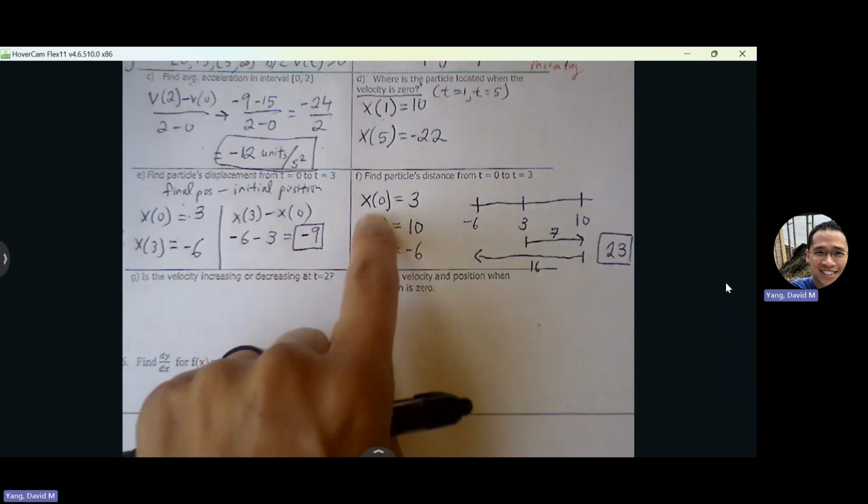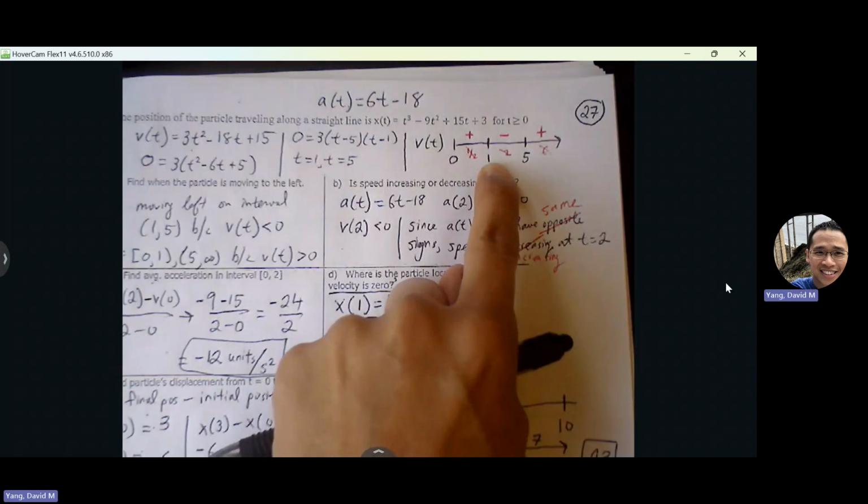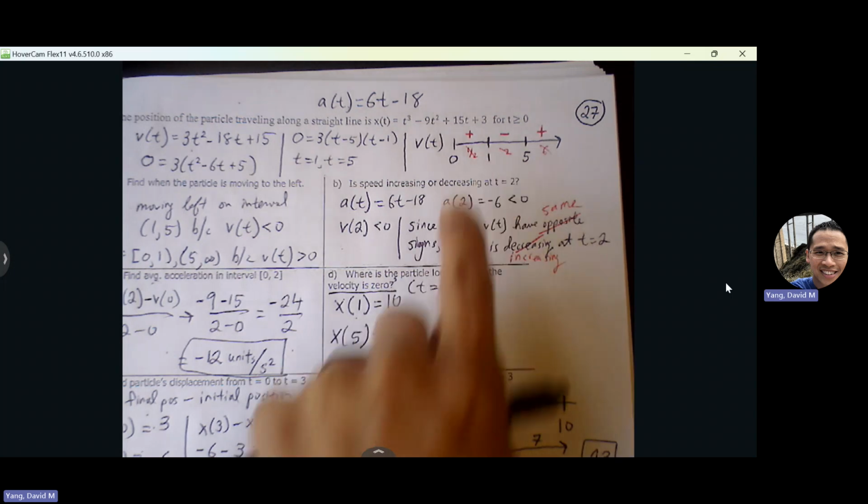The only time you use velocity is just to check to see if there's a change in direction. But other than that, you're not using the velocity function per se.